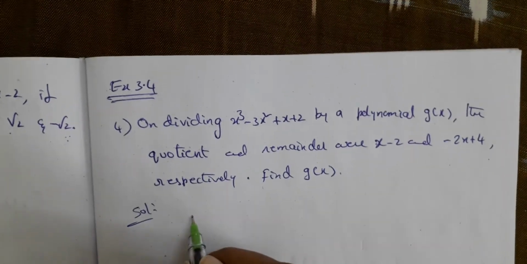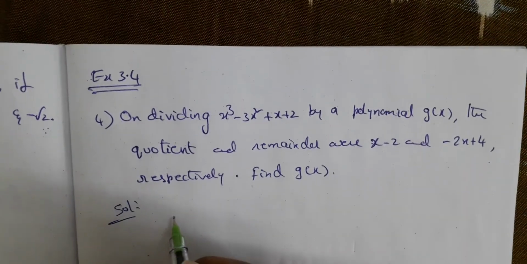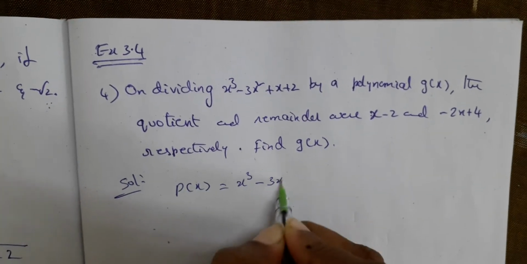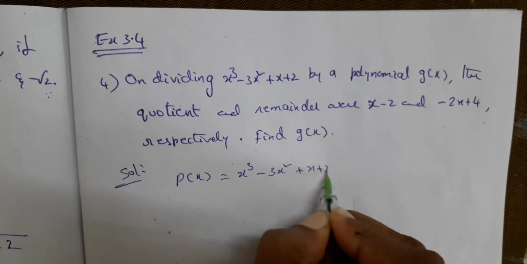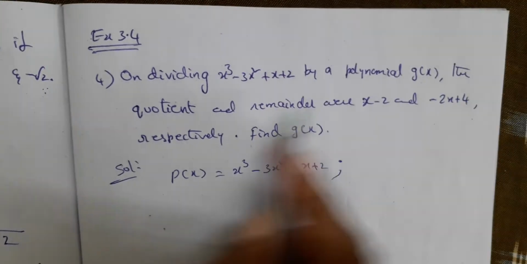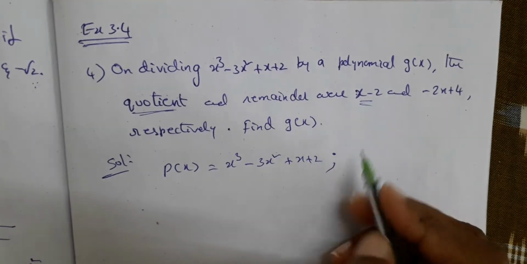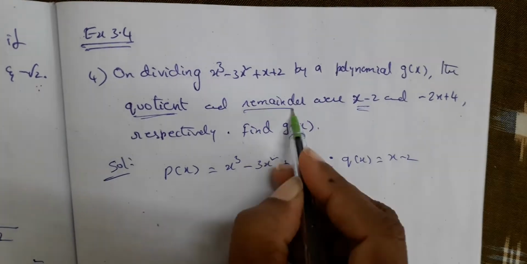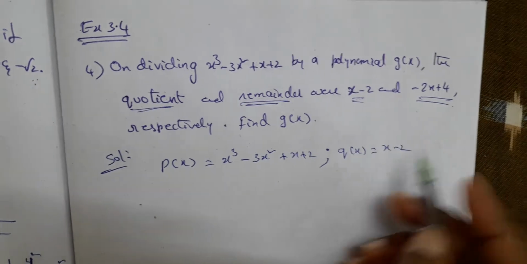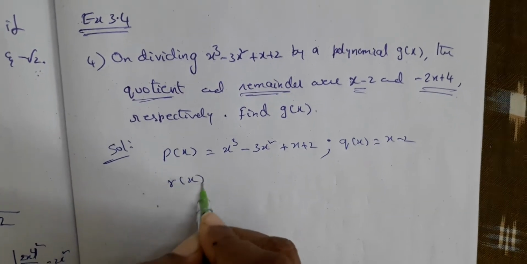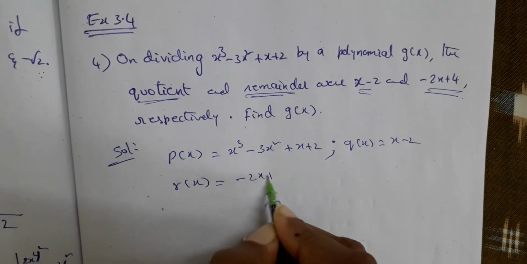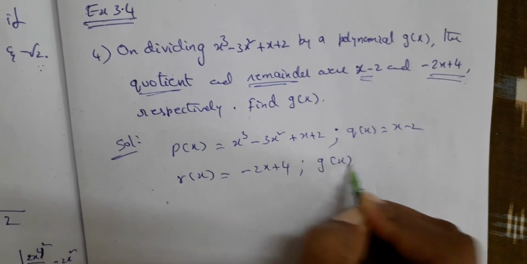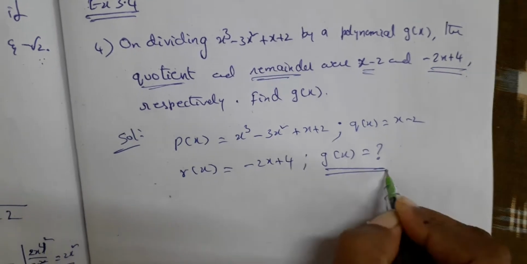So now what is given to us? P of x is given: x cube minus 3x square plus x plus 2. And the quotient is x minus 2, so q of x is equal to x minus 2. And then what is given? Remainder is given. Remainder r of x is equal to minus 2x plus 4. So what has to be determined? G of x has to be determined.